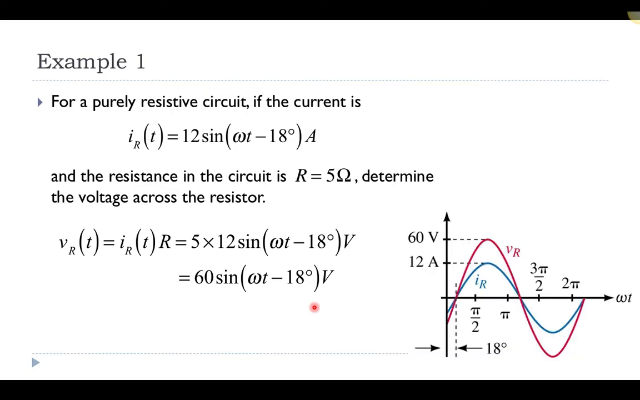Our picture would look something like this if we were drawing the waveforms. They're phase shifted to the right with a value of 18.